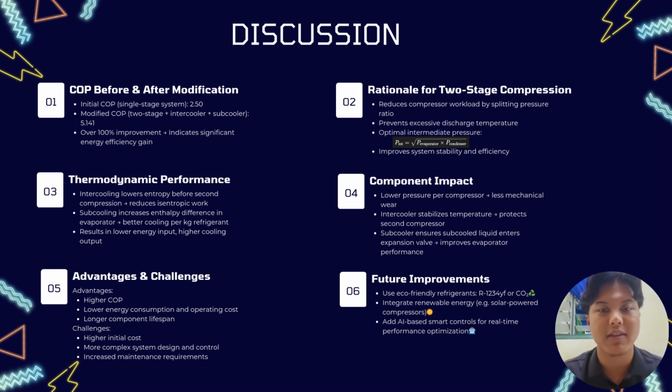Number 5, advantage versus challenge. Let's now look at the advantages and challenges of our modified system. The most obvious advantage is the significant increase in COP, which means the system now requires less energy to provide the same or even more cooling. This can lead to lower operating costs and a smaller environmental footprint. Other advantages include reduced wear on compressors and better thermal control, which result in longer equipment life and improved reliability.